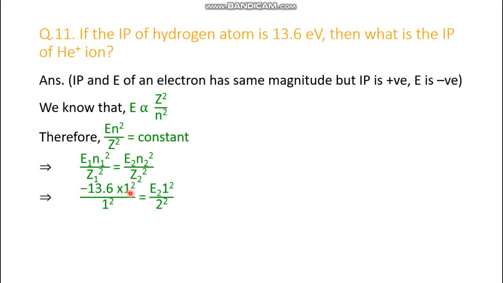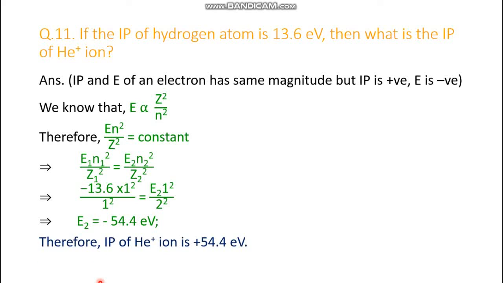Minus 13.6, 1 square, 1 square, equals E2 into 1 square by 2 square. So finally the value of E2 is minus 54.4 electron volt. Therefore, the ionization potential would have the same magnitude, but it should be positive, instead of negative. So the ionization potential of the helium plus ion is plus 54.4 electron volt.